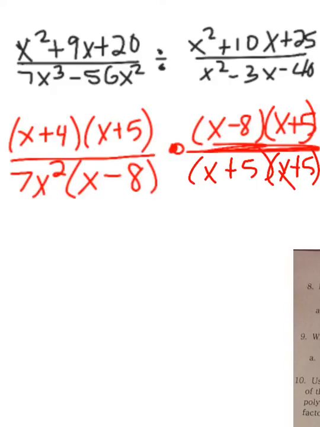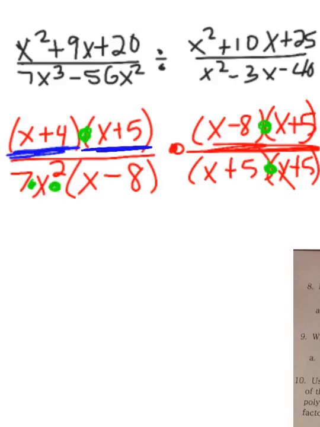All right, now we're ready to reduce. Remember, there's multiplication here, in between the 7 and the x squared, and the parentheses and the x squared, and in between these parentheses over here. So remember, start in the numerator, work from left to right. I have an x plus 4. I'm looking for another x plus 4 in the denominator, or an opposite. I don't see it. So I move on to the next thing.